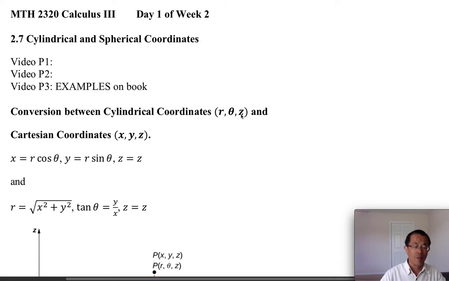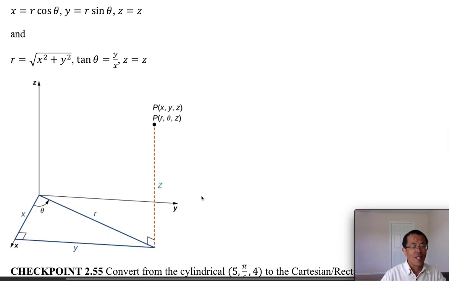Then let's take a look at the actual meaning of cylindrical coordinates. I do have a graph over here. We know in three-dimensional space, a point is an ordered triple. And now with cylindrical coordinates, we have r, theta, and z. R is the distance of the point projected to the xy plane, that is r. And theta is the angle from the x axis to this r. This is the cylindrical coordinates.